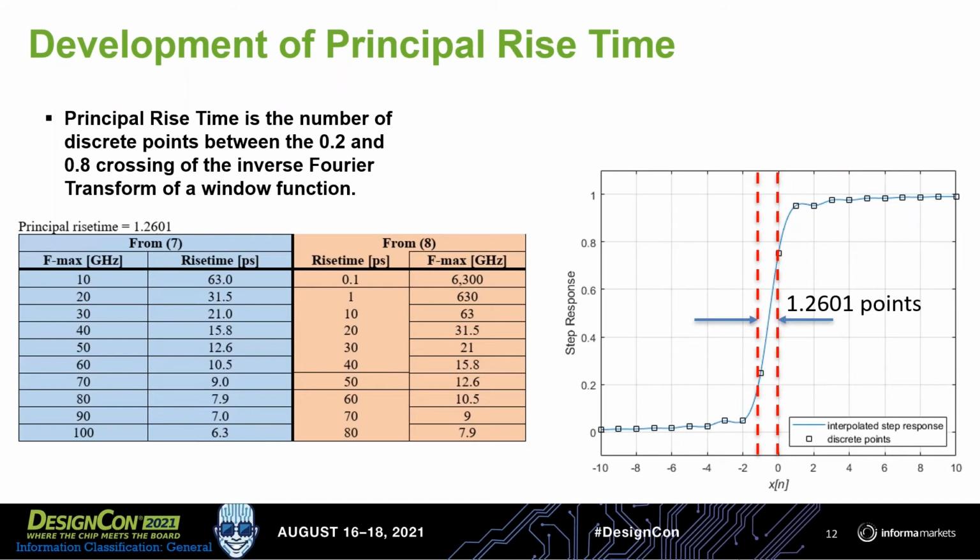Instead of having just arbitrary points as x of n in our window, we can assign these points to a frequency vector. And if we do that, then we can get a rise time using the principal rise time and the number of points. So I have some tables shown here to say, okay, if we had different max frequencies, what would the rising edge of this window be? And you can see you get a nice spread of these different points.